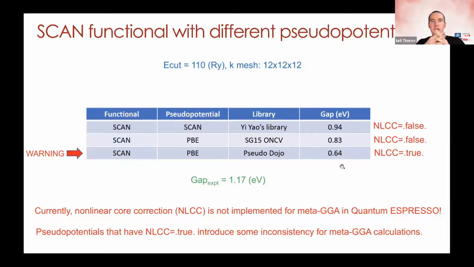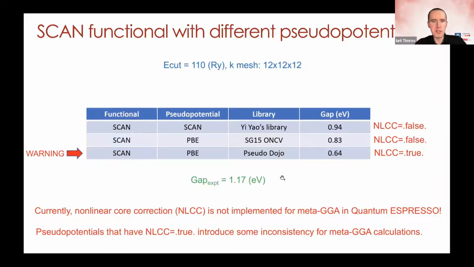And in Quantum Espresso, the SCAN functional is implemented, but there is no implementation of the nonlinear core correction for meta-GGAs. So if we use pseudopotential from the pseudo-dojo library, we are introducing some error, some inconsistency, because if we use a pseudopotential with nonlinear core correction, it must also be implemented in the code for meta-GGA, for SCAN, but it is not. So we're having some error. While if we use another pseudopotential without nonlinear core correction, we are not introducing any error, and the result is actually way better, 0.83 instead of 0.64.